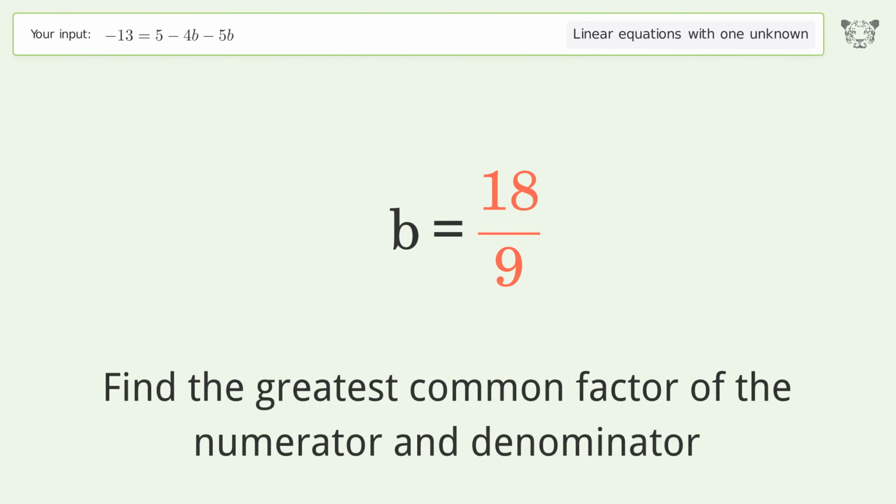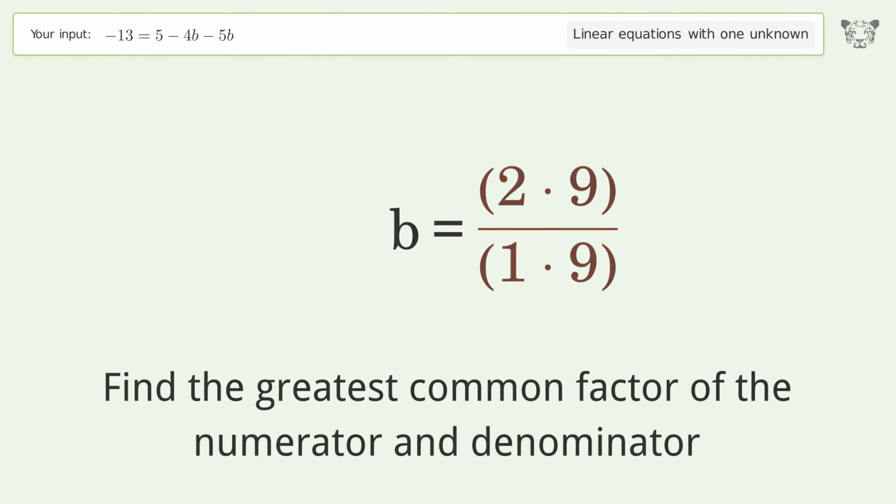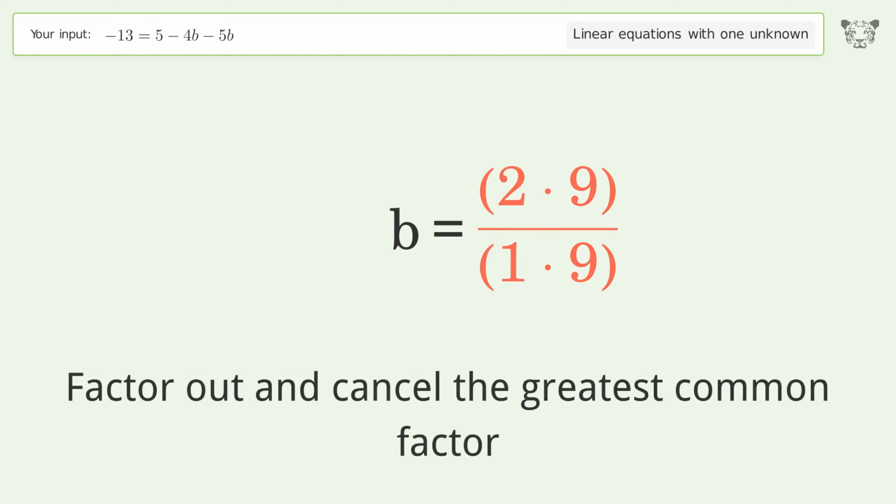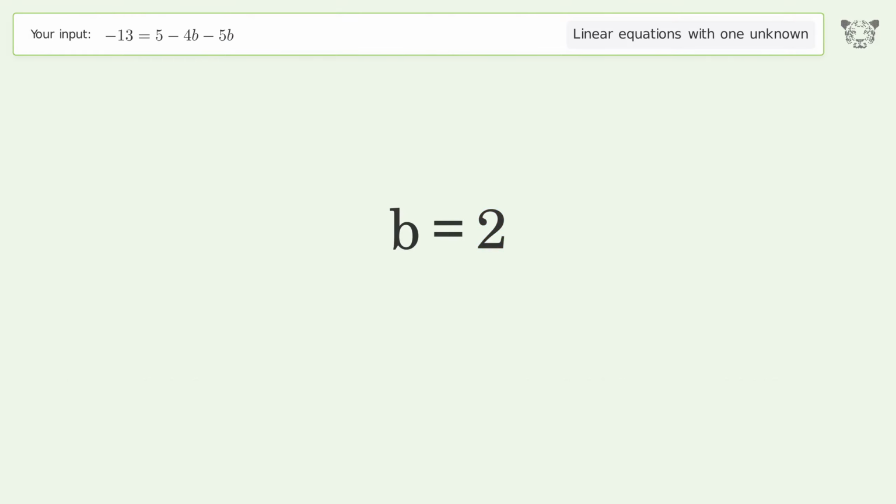Find the greatest common factor of the numerator and denominator. Factor out and cancel the greatest common factor. And so the final result is b equals 2.